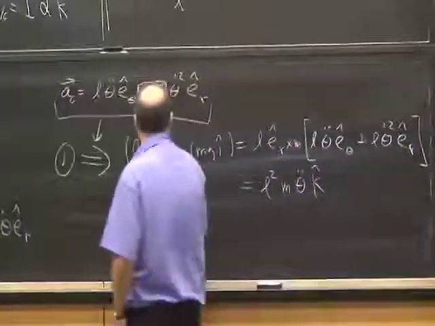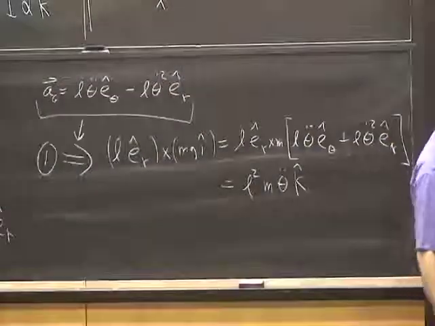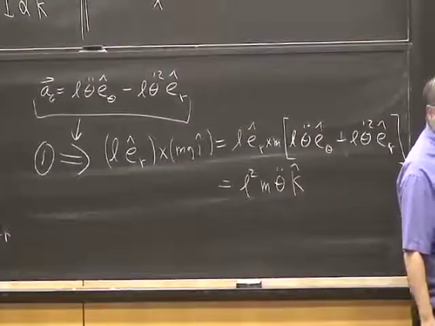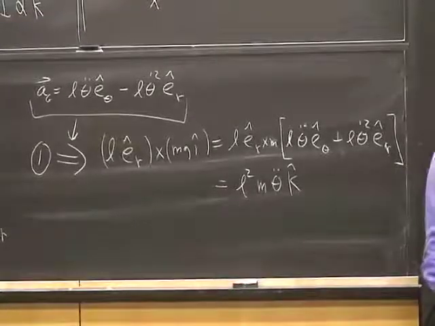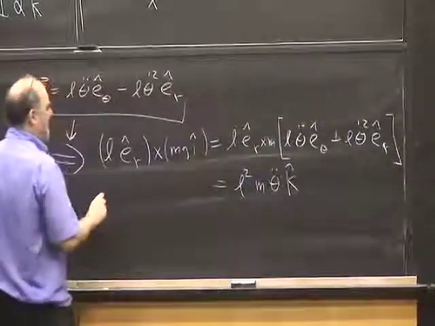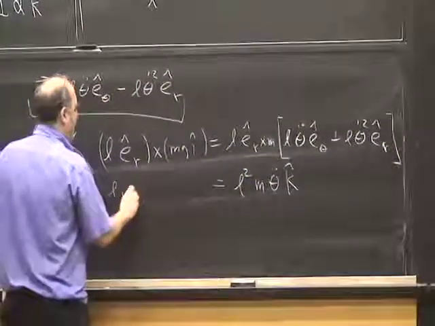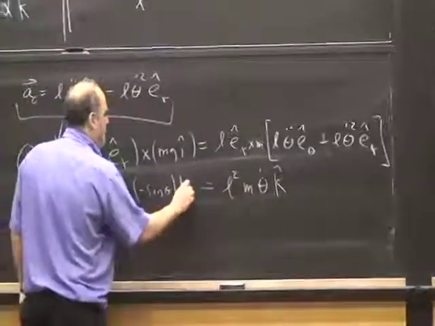On the left-hand side, we have an E sub r crossed with I. E sub r is in this direction. I is in that direction. The angle between them is theta. Right-hand rule points into the board. So E sub r crossed with I is a minus sine theta k. So we get L mg minus sine theta k.